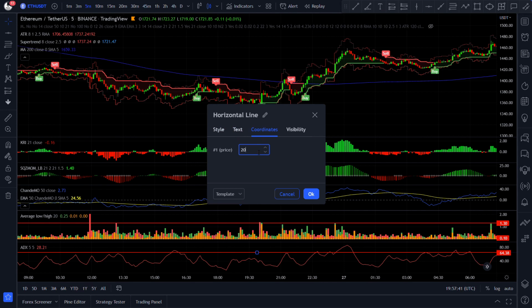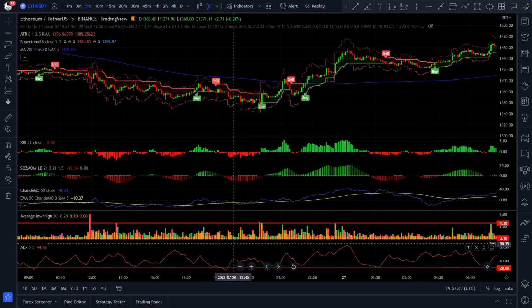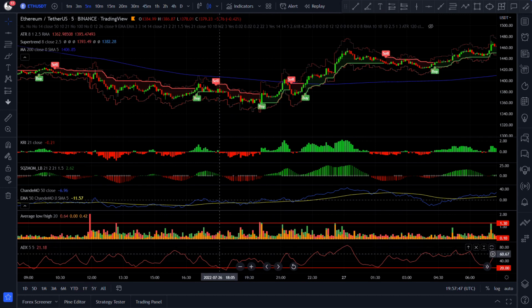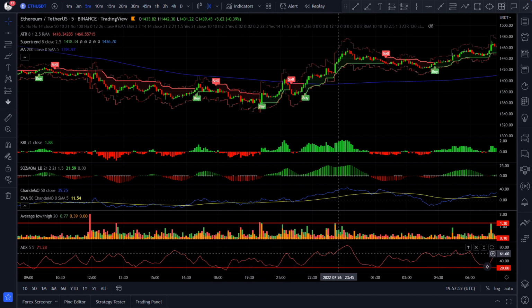The ADX is indicating if the price is trending or is in a sideways period. That's why our rule for this filter is that we can only enter into any position if the ADX value is above the low limit level of 20.